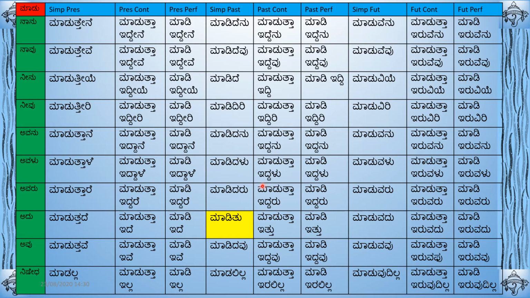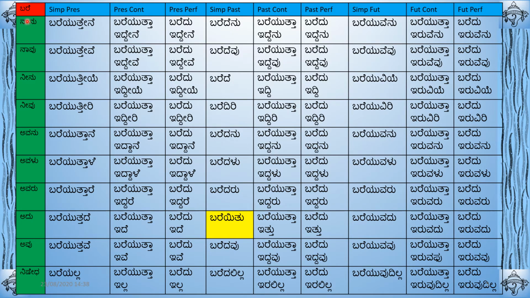Okay, let's move on. I've highlighted those unique looking tenses, which is maditu. Adu maditu. It will not be the-based like madidaru, madidalu. The only one that is different is your adu. Adu maditu, very important. The neuter gender singular will always be very unique. Just remember that.